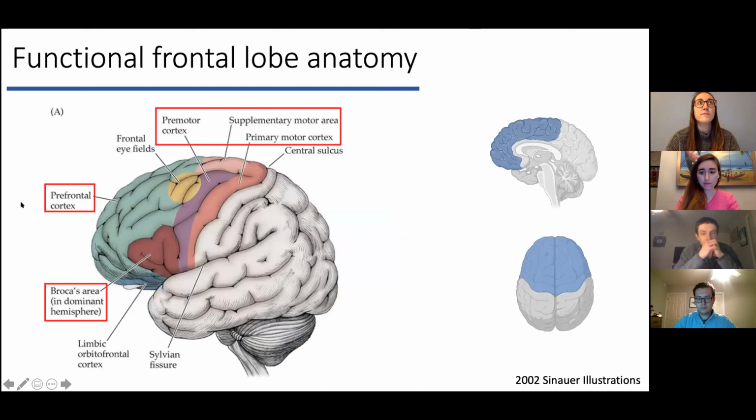And you can think of the prefrontal cortex as your decision-making area. It helps you plan and decide things ahead of time. Another word for it is executive function. It's really involved in problem solving. Then we have Broca's area, and this region helps us produce speech. And we have these motor areas, and these motor areas are in charge of controlling our muscles and our limbs.